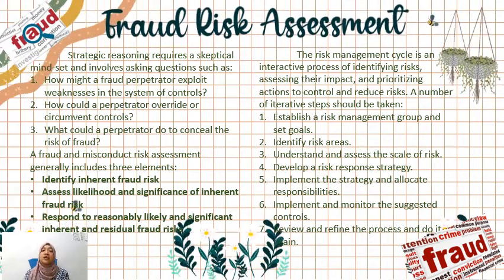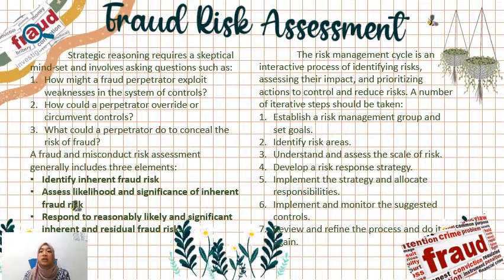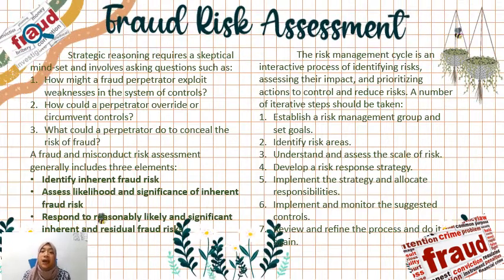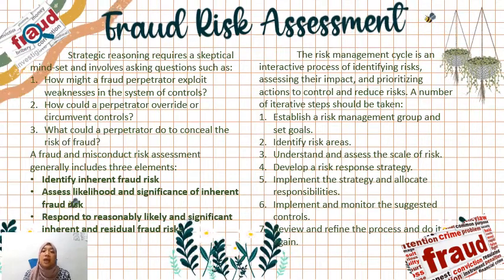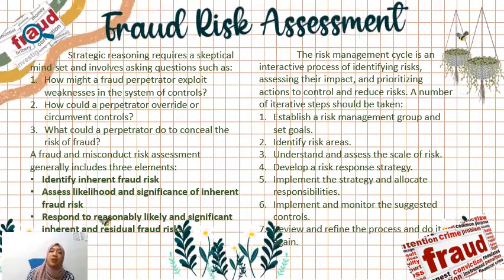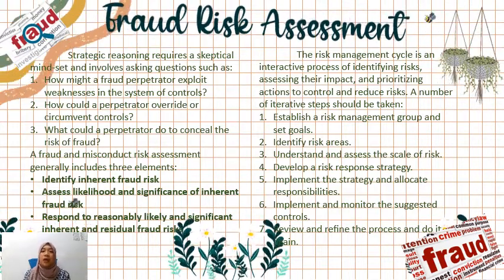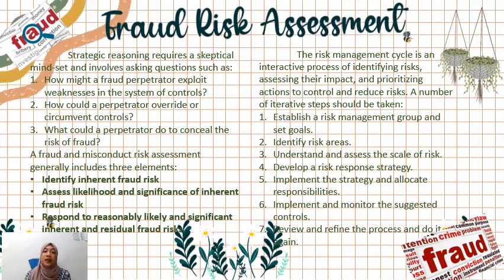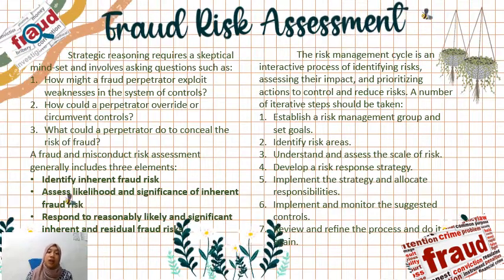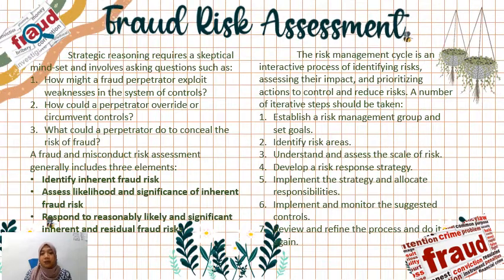Fourth step is to develop a risk response strategy. Fifth step is to implement the strategy and allocate responsibilities. Sixth step is to implement and monitor the suggested controls. And seventh step is to review and refine the process and do it again. So, on the next slide, we will be further discussing what are the doings in each step.